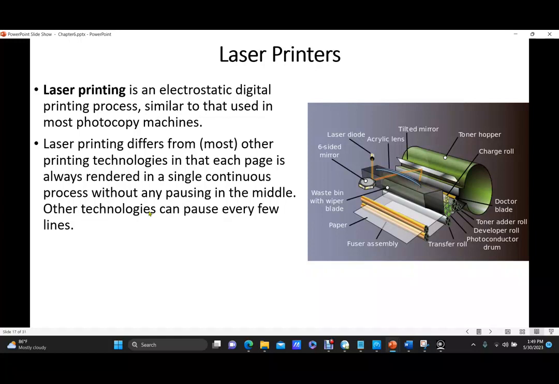Other technologies can pause after a character or after a few lines. Laser printing does a page at a time, and the laser printer has to have enough memory to hold the entire page.